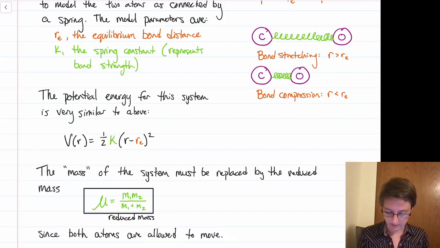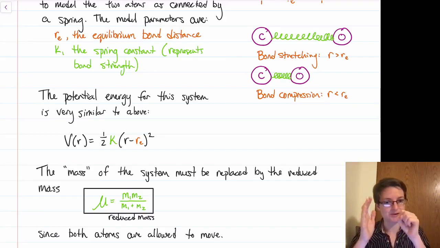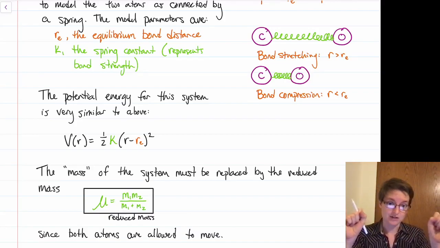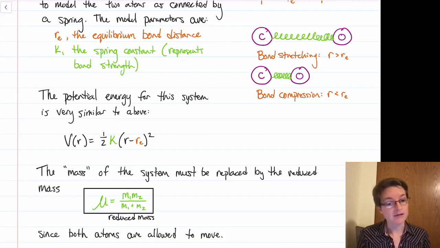The second little change that we need to make is that the mass of the system from above, where we had a mass connected to a spring, connected to an immovable wall, has to be modified somewhat to account for the fact that both the carbon atom and the oxygen atom are allowed to move. The replacement that we make is that the mass from above translates into what's called the reduced mass. Mu is equal to m1 times m2 divided by m1 plus m2. And in this case, for my example with carbon monoxide, m1 would be the mass of a single carbon atom, m2 would be the mass of a single oxygen atom.